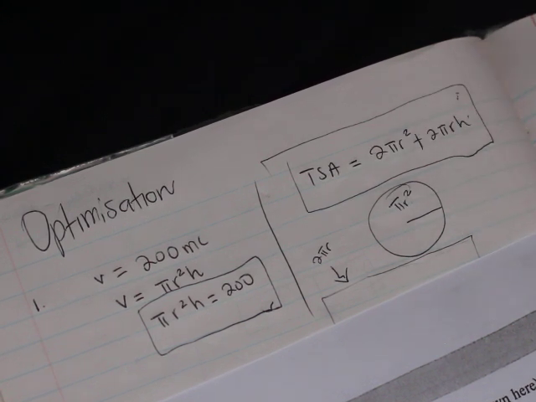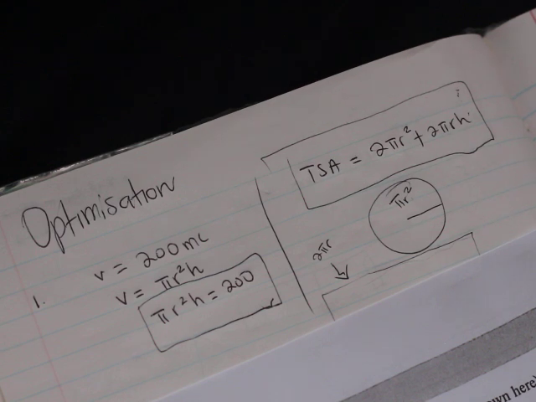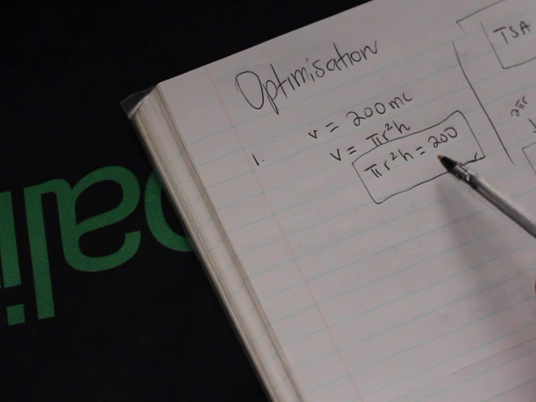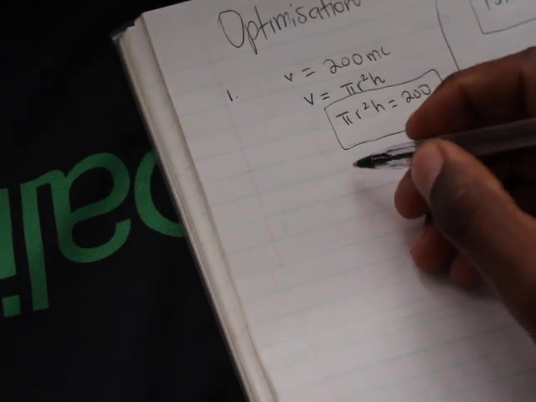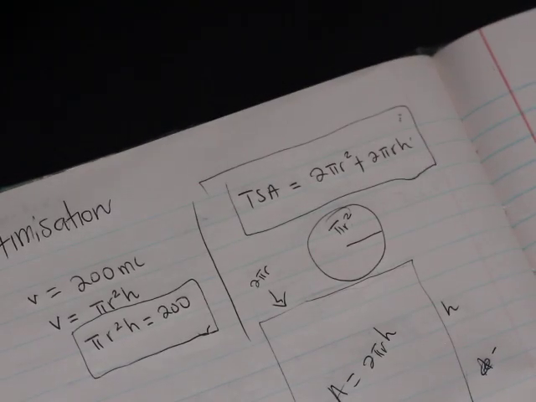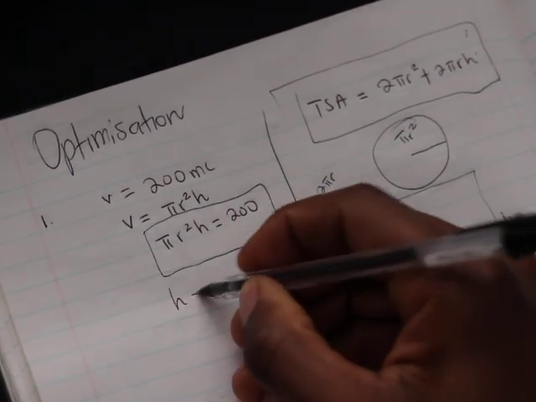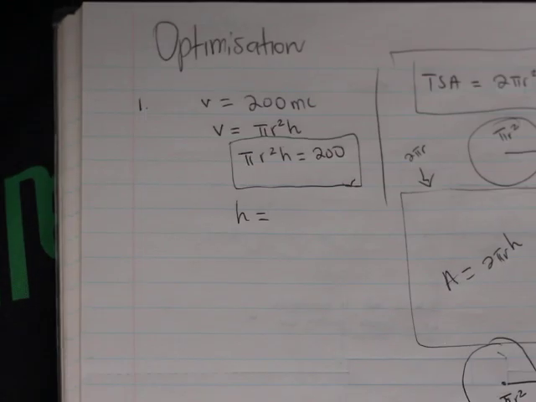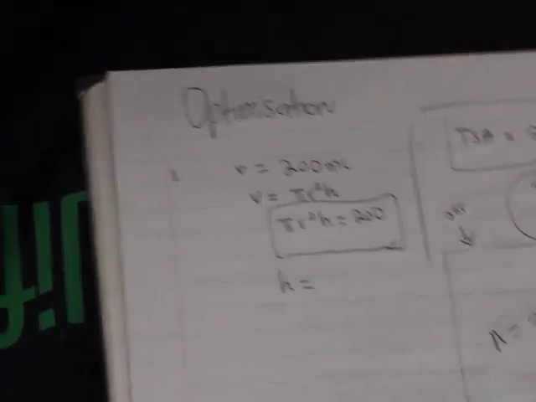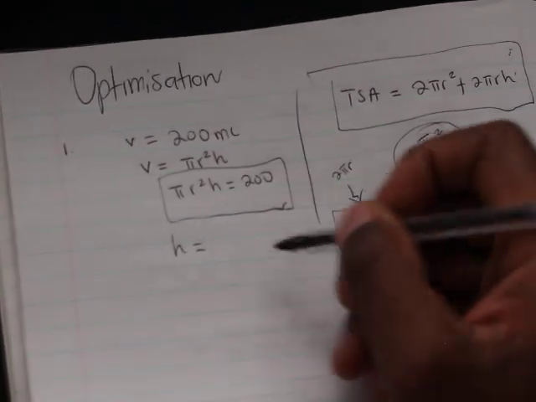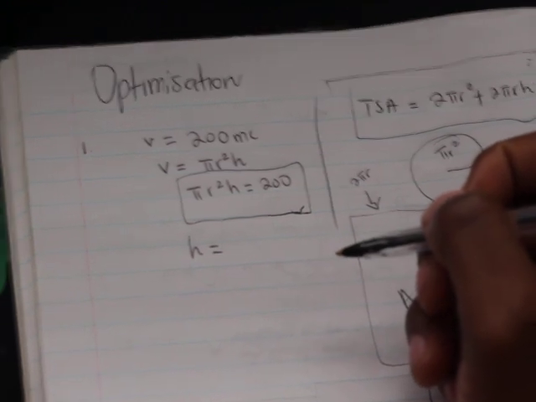Remember, the pi is just a number, so that's not a variable, so we need not stress about that. So we set up this equation before, so now we just need to make h the subject of the formula. Remember, we're just trying to make that TSA formula to be in terms of r when I get rid of the h. So h is now equal to what? This is going to be, so h is going to be 200 over pi r squared. So h is equal to 200 over pi r squared.